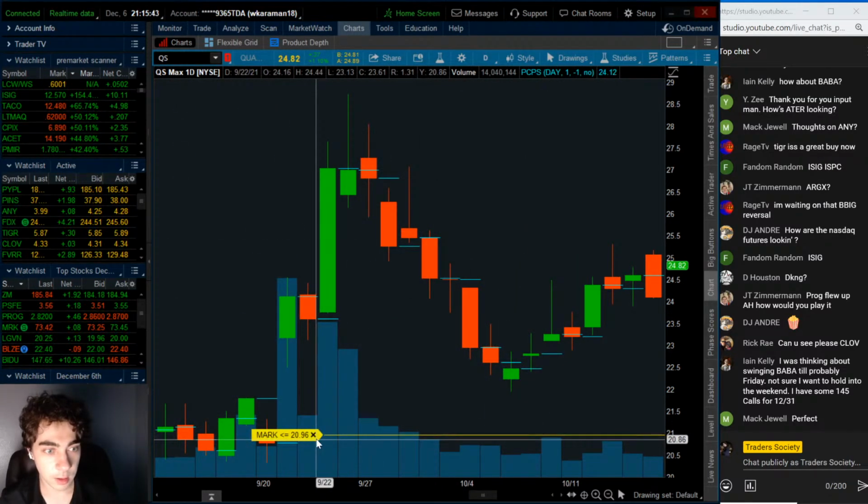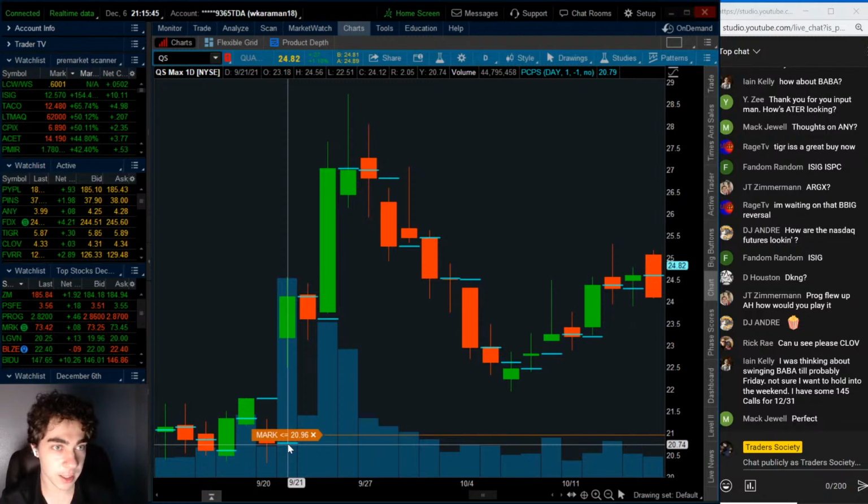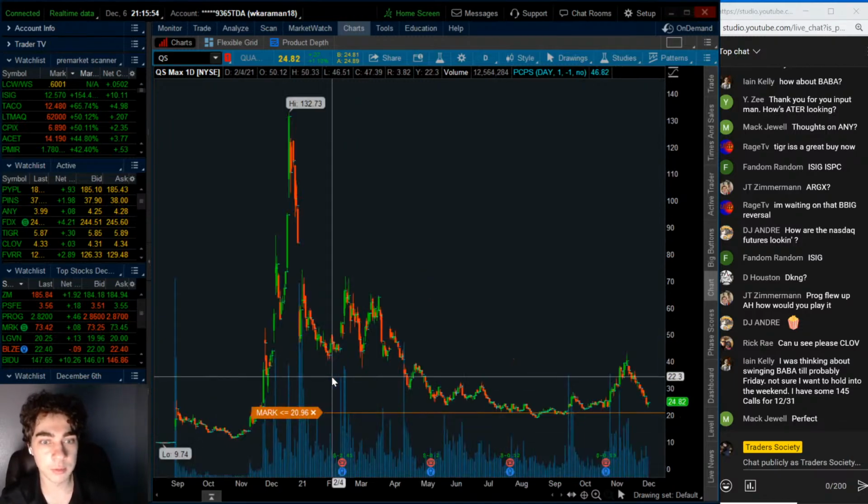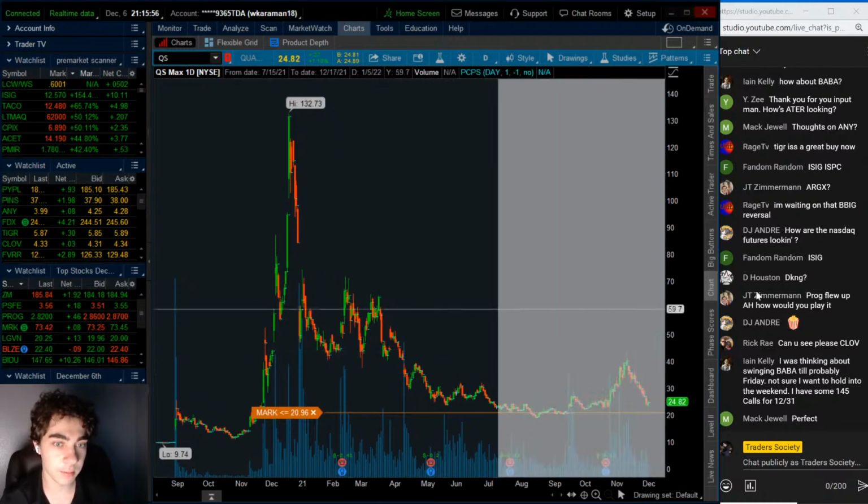So for this one, I'm waiting for it to go back to fill the gap. Give it some time, it'll get there. And then if we see a positive reaction right there, my price alert will trigger. See a positive reaction, I'll look to buy this, ride it back up. So yeah, that should be a good one as well.